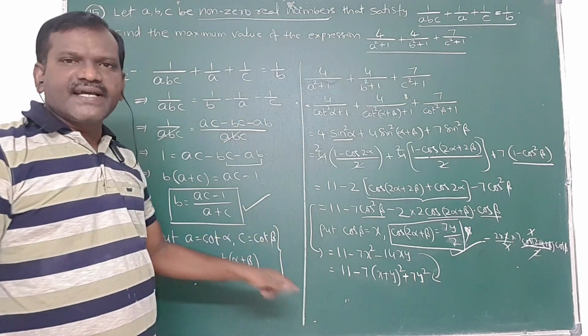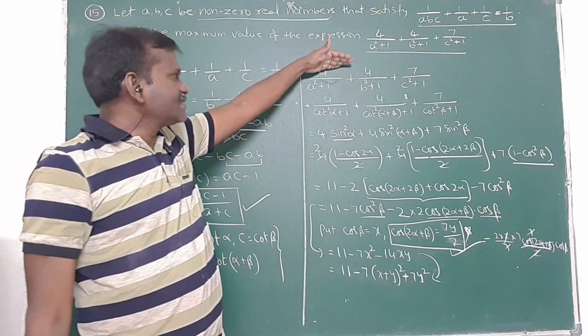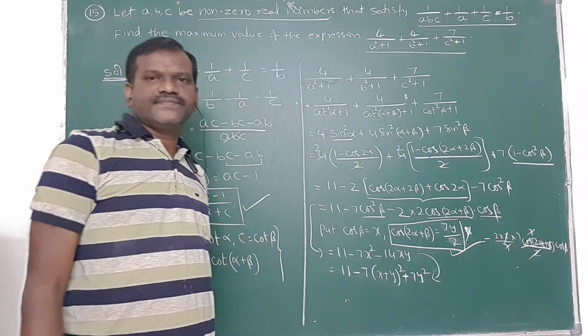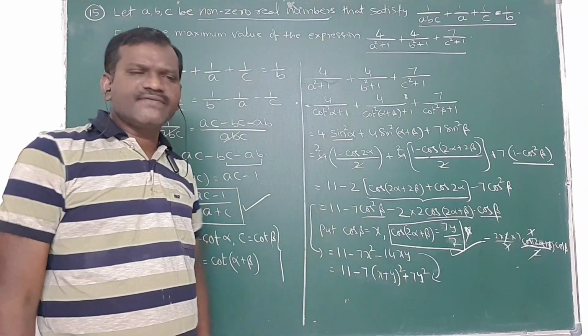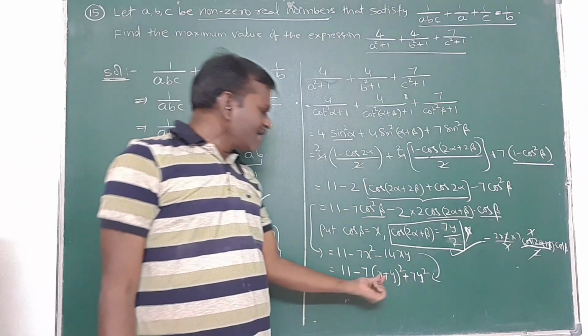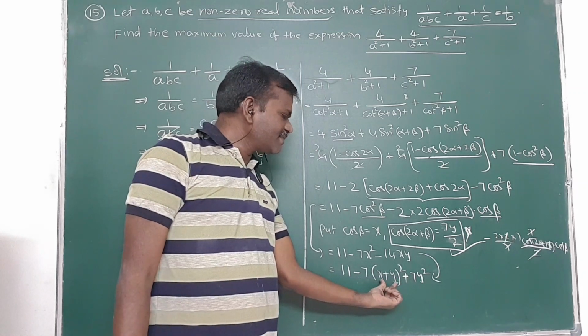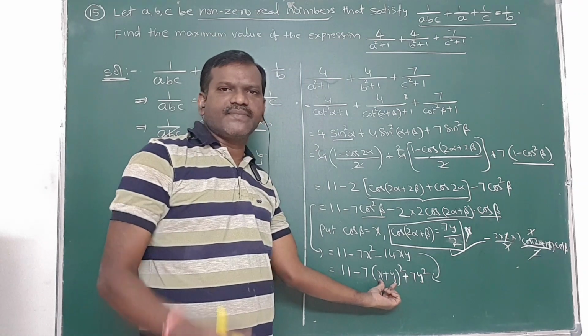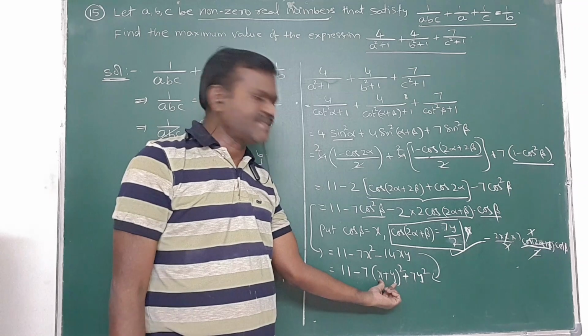What is the maximum value we are asked for? This is the expression, and it has been changed to this one now. What is its maximum value we have to find? The maximum value is possible when x plus y equal to 0 is possible, that is, x is equal to minus y. If I substitute x is equal to minus y, it is possible.